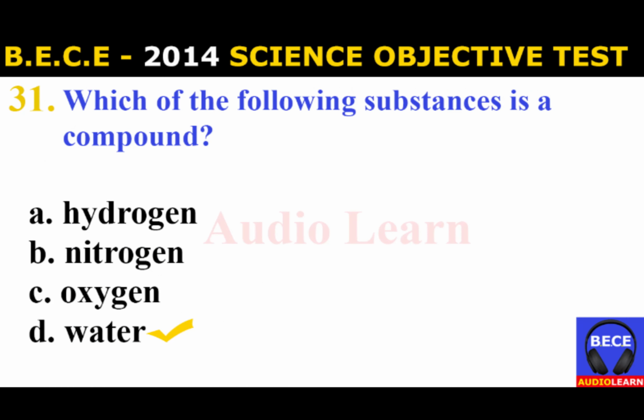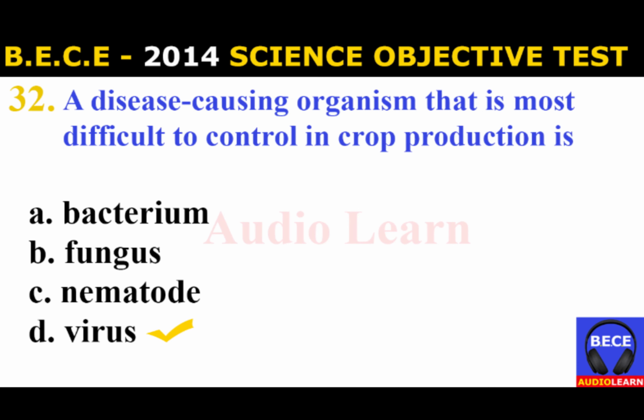Number 31. Which of the following substances is a compound? A. Hydrogen. B. Nitrogen. C. Oxygen. D. Water. And the answer is D. Water. Which of the following substances is a compound? And the answer is water.